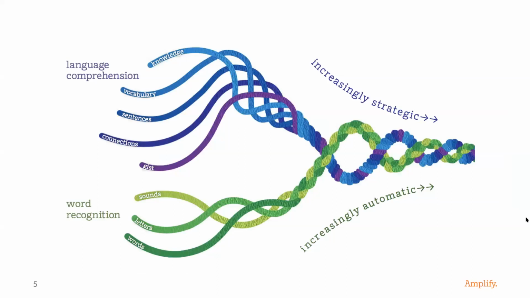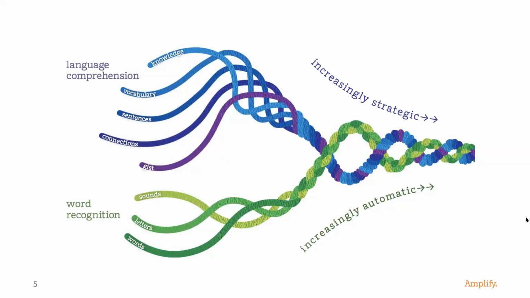Some of you may recognize this picture. This is Scarborough's rope or braid. And really, we can think of this as sort of an expansion of the simple view of reading. We have these two strands, the green one and then the blue and purple one, representing the language and the word recognition pieces. And we know we need to have both of those. But what I like about this is it really shows the complexity of language and word recognition and how there are so many pieces that we need to develop and then tie them together to this really complex interwoven web in order to become automatic and strategic as we read.